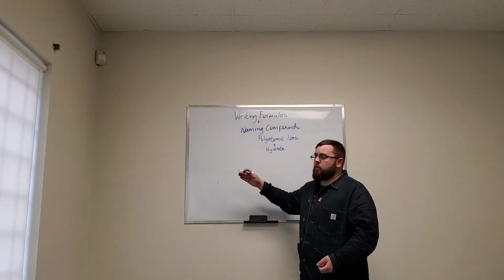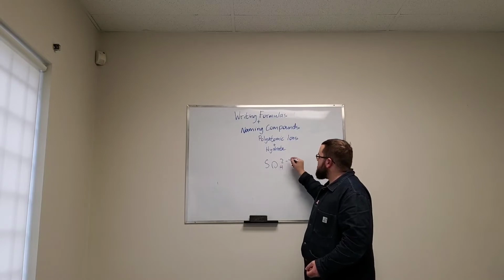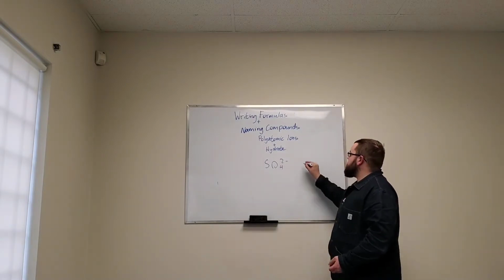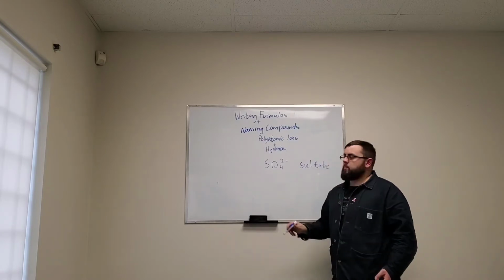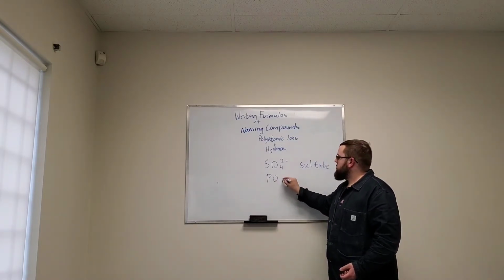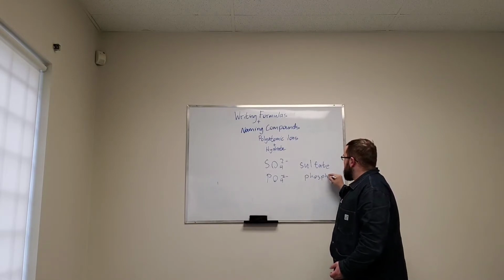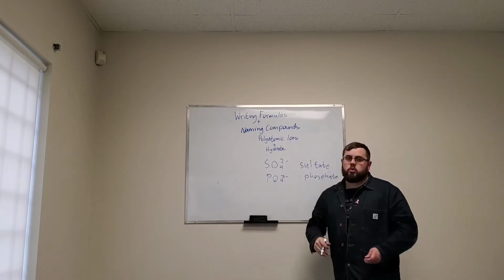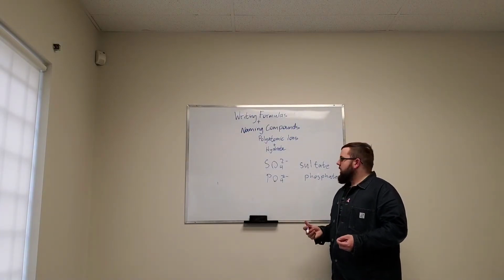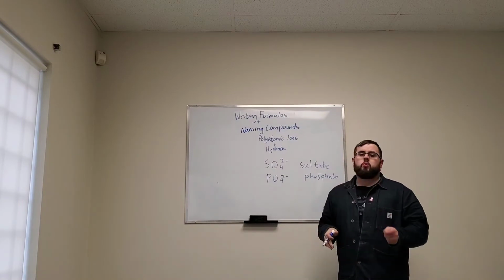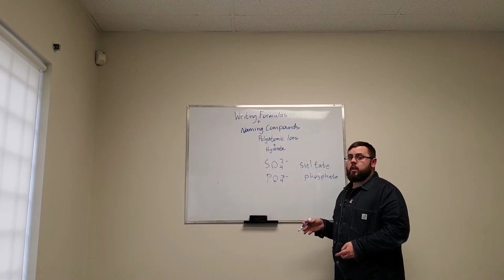We have a list of well-known ones, for example, SO4 and this is sulfate, right? PO4 is phosphate. So it's important when noticing polyatomic ions that they will have different names. You will have a table with common polyatomic ions on it, okay?